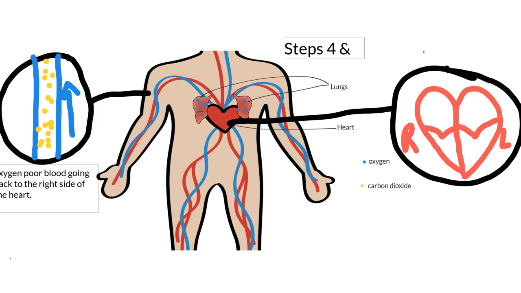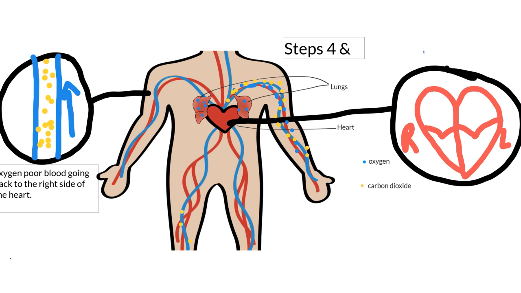Now we get to steps 4 and 5. This is going back to the heart. So let's trace our path again. We had oxygen-rich blood that came out to parts of the body, right? It did that swap, and it gave carbon dioxide back to the blood in the veins. And the blood goes back to the heart. What side does it go back to? It goes back to the right.